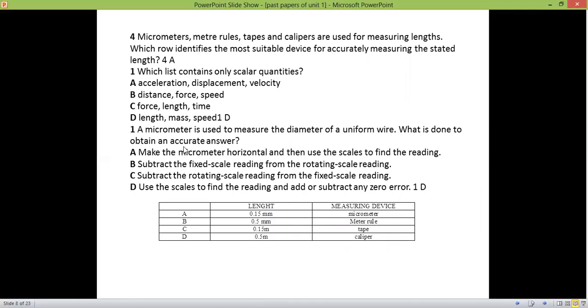Next question. A micrometer is used to measure the diameter of a uniform wire. What is done to obtain an accurate answer? So to obtain an accurate answer, we have to see which one is showing the correct method. The correct method is we have to see the readings from the scale, and then we have to either add or subtract the zero error. So D is the correct option. The rest A, B, C, they are incorrect.